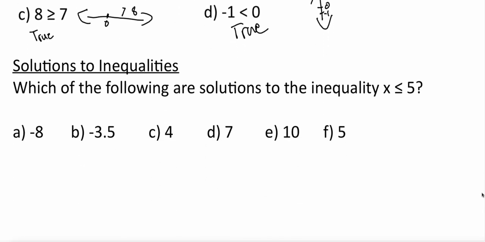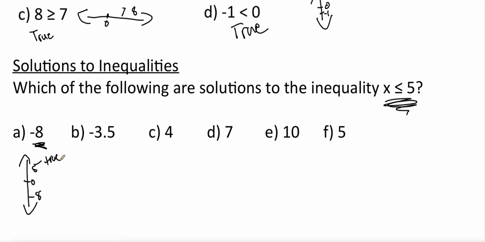Alright, so the next part it says, which of the following are solutions to this inequality? So now we're applying some symbolism and some algebra to it. So here we have when x is less than or equal to 5. So if x is -8, is -8 less than or equal to 5? Well, -8 definitely is. If I was to do a number line, we have 0, 5 is here, -8 is going to be down there. It's going to be colder. So this is true.